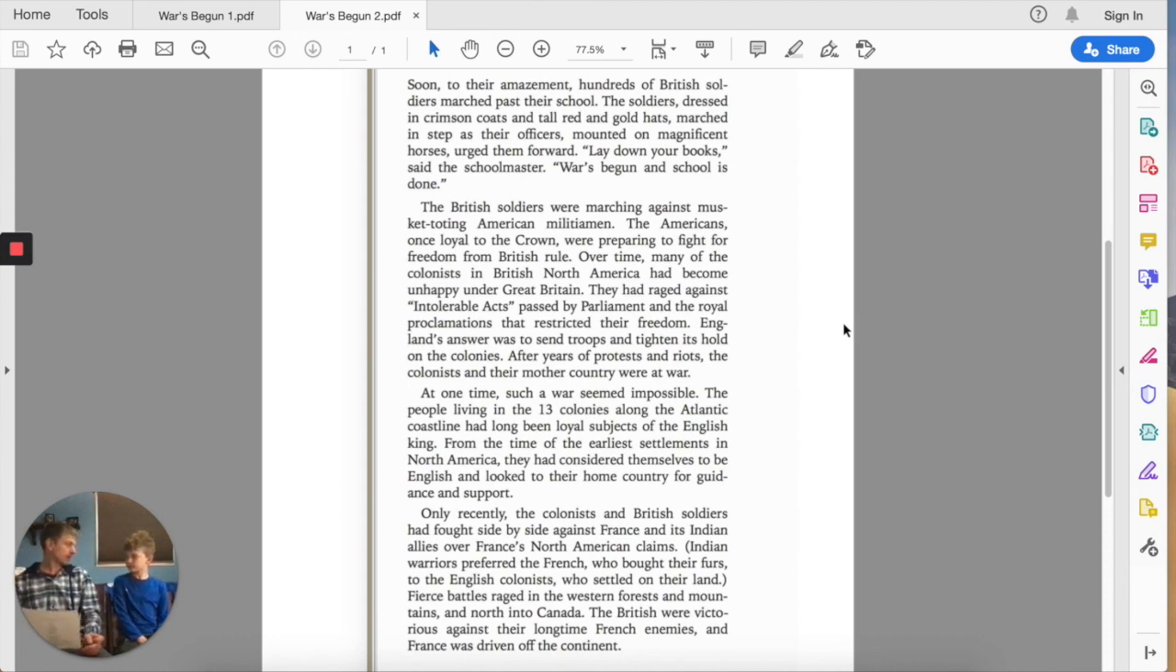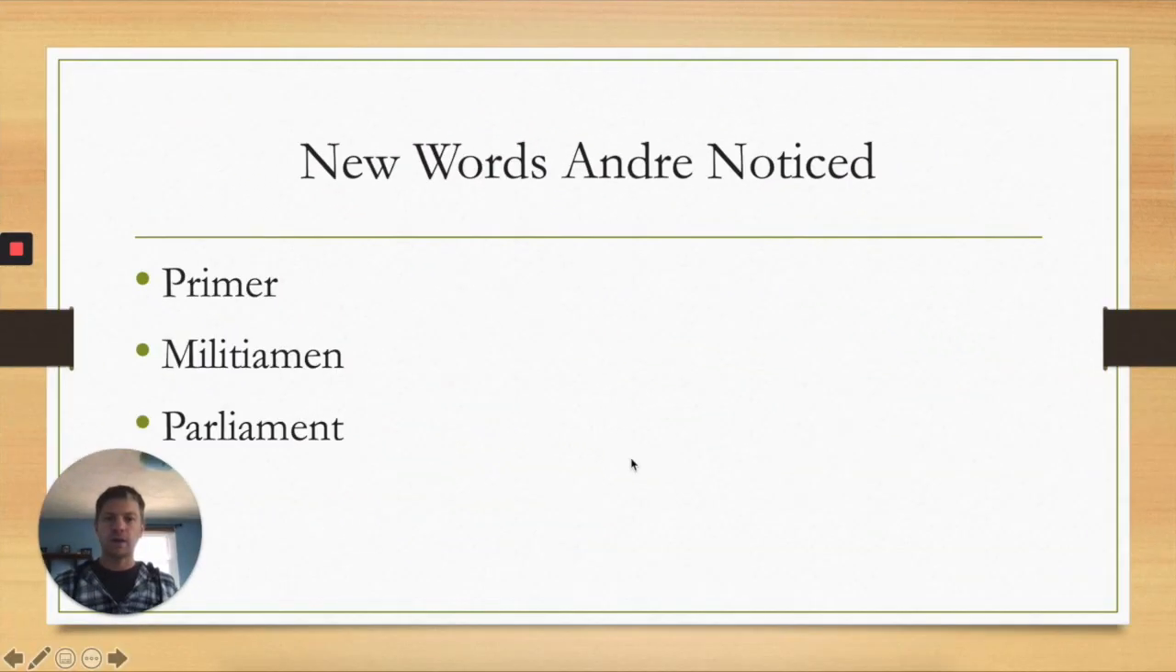Okay, pretty good? Yeah. So probably in that text for us, we probably had 4 or 5 words that we want to look into further, right? All right. So we're going to pause there, and I'm going to highlight those words. And all right, welcome back. So as you were listening to that, these were 3 of the key words that Andre noticed that he didn't know what they meant.